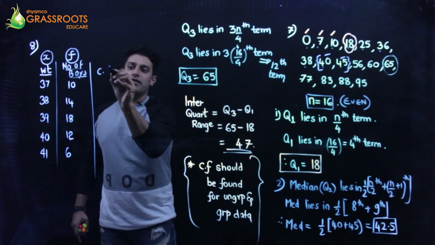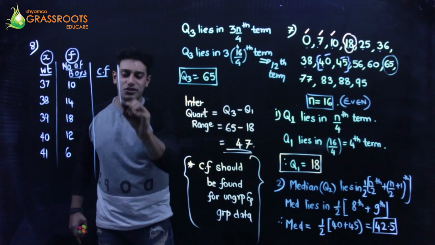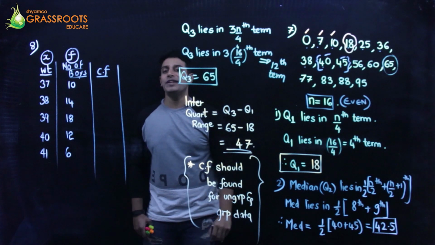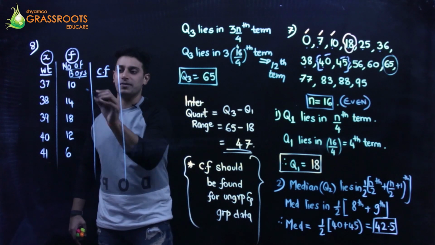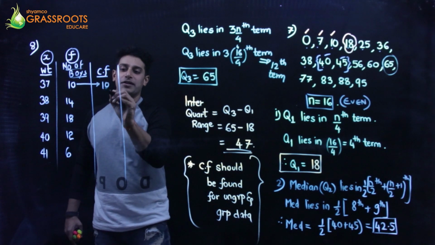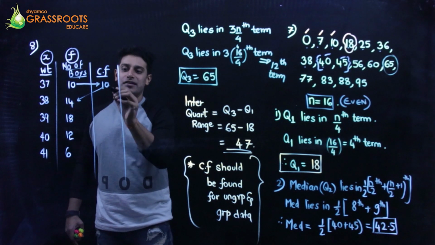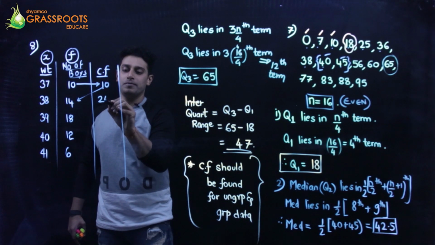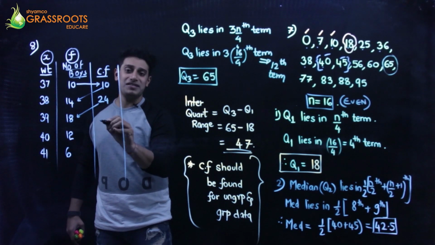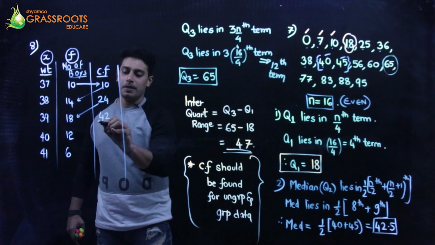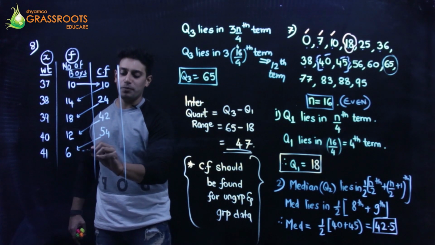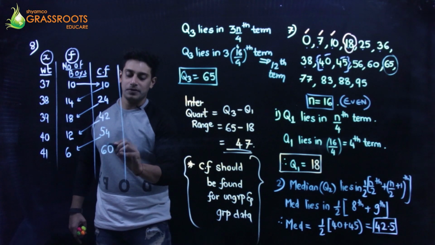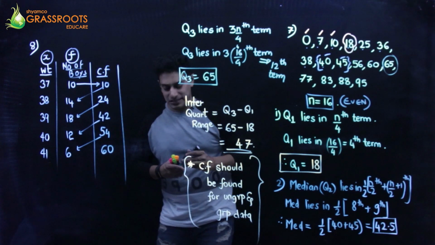The next is CF, which we call cumulative frequency. We need to find the cumulative frequency to find the median. Trace down the first element. Cross add: 10 plus 14, 24 plus 18, 42 plus 12, 54 plus 6. Right, so the answer is going to be 60.